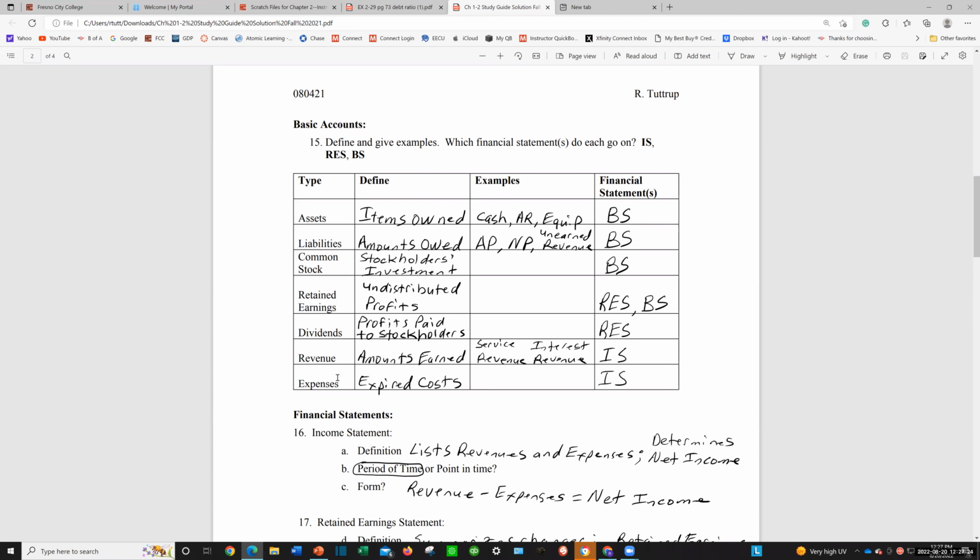And finally, we have expenses. Those are expired costs. And you could also say that those expenses help generate the revenues. And I said earlier that, hey, if you find a business where you only have revenues but no expenses, I want to know about that. I want to know that scam. I want in on that scam because you're always going to have expenses. And expenses will be on the income statement.